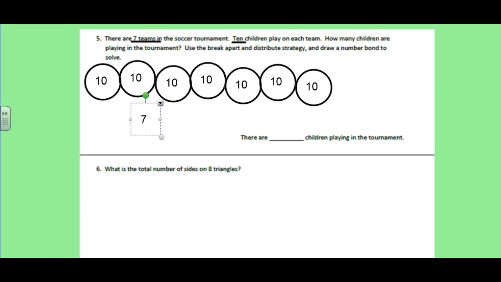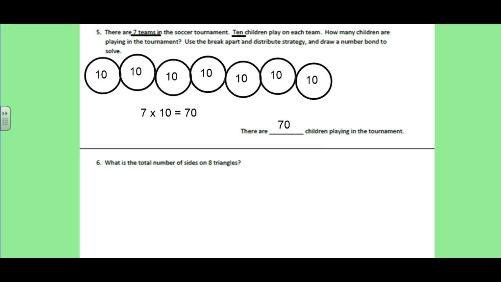Okay, so we had 7 groups with 10 in each group, so that is 7 times 10, and we know that that's 70 because we're just skip counting by tens 7 times. And so in this blank, we know that there are 70 children playing in the tournament. Okay, moving on to number 6.